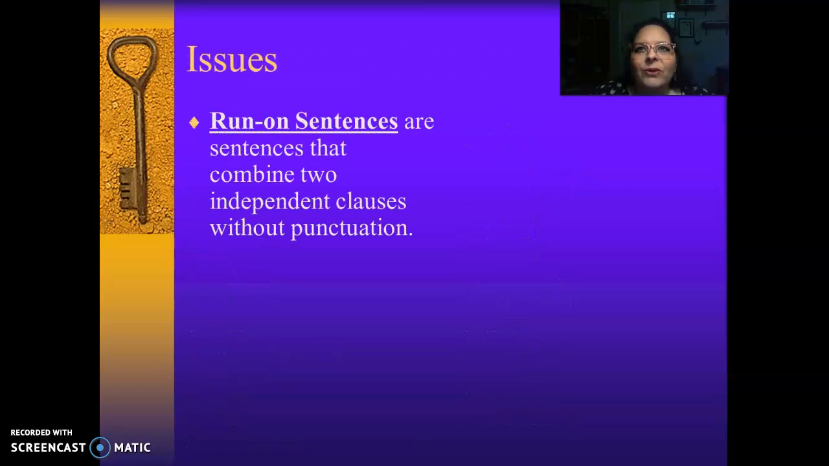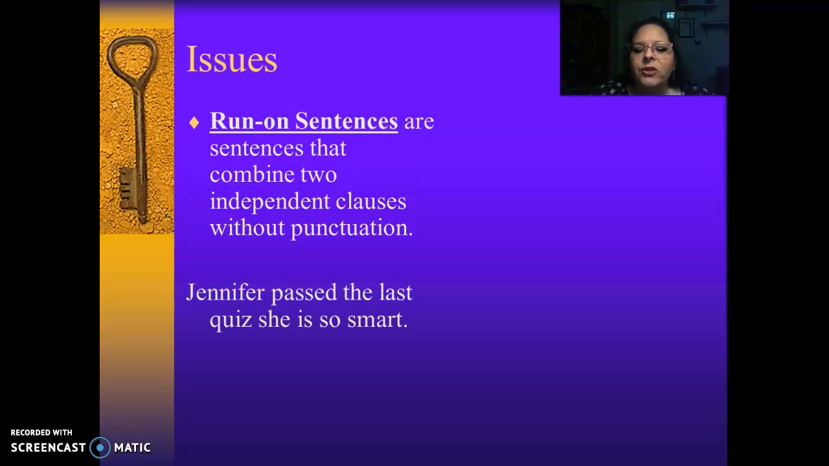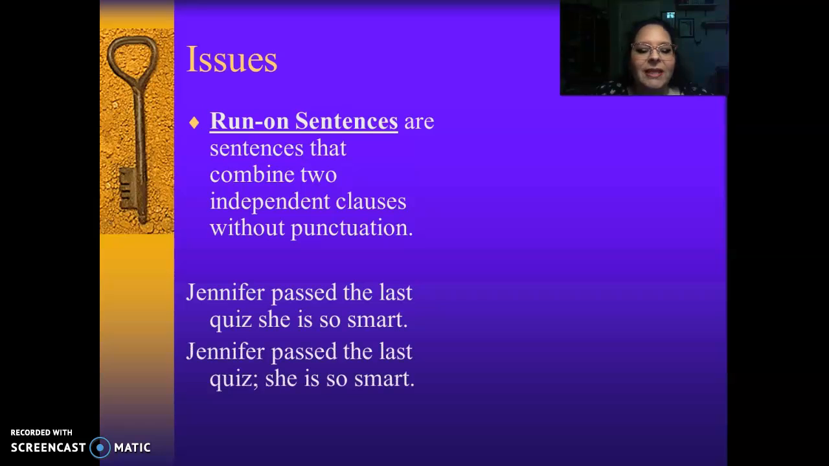Issues. Well, if you don't connect sentences correctly, you have what's called run-on sentences. And these are when two complete sentences, or two independent clauses, are put together with no punctuation. It can be simply the word and, but you have to have that comma before the conjunction. So, Jennifer passed the last quiz. She is so smart. The two sentences there need to be separated.